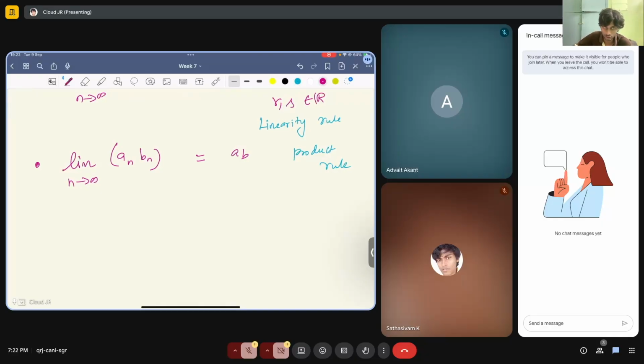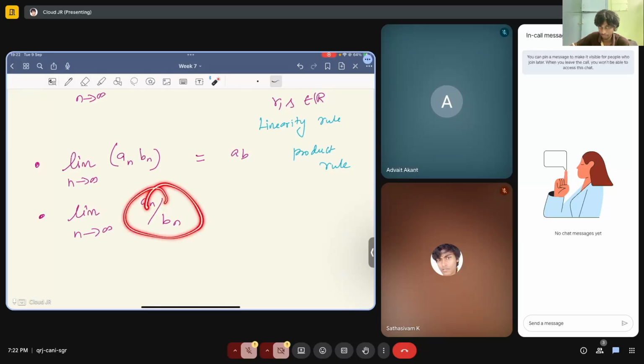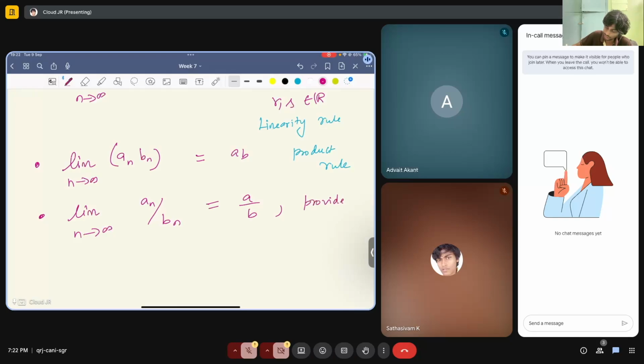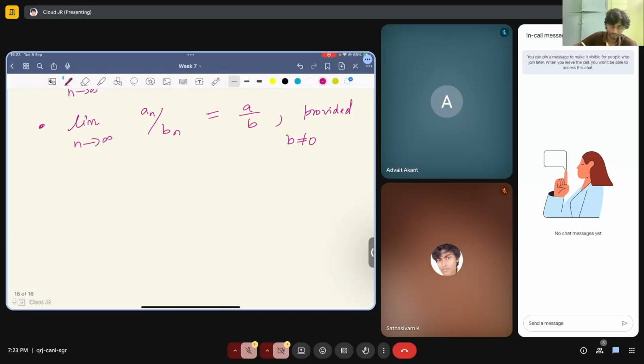And similarly, there are other rules, like a quotient rule. We'll do that also. So you look at the limit as n tends to infinity of a_n by b_n. To define this, of course, b_n has to be non-zero, at least after some stage. Then you can define this. But of course, this number does not make sense if your b_n is zero, so you have to be careful about that. So this will be equal to a by b, and this is also there provided b is not equal to zero. If b is equal to zero, then a by b doesn't make sense. So this is the quotient rule, and we have some square root rule, etc.